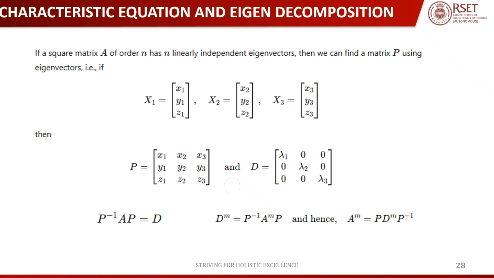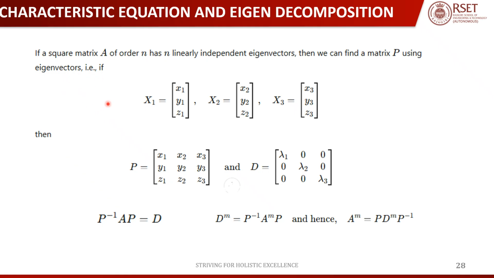So let's see a problem. But before that, we'll see how we can form P. We need an invertible matrix P to write P inverse AP equal to D. An n by n matrix is diagonalizable if and only if you can get n linearly independent eigenvectors. So if a square matrix A of order n has n linearly independent eigenvectors, then we can find a matrix P using the eigenvectors.